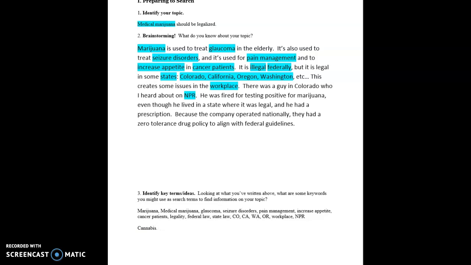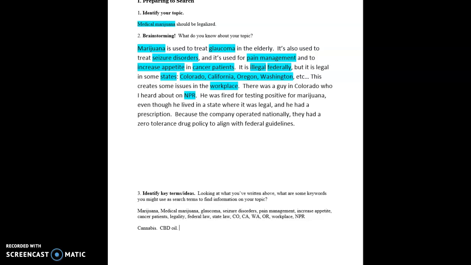Other forms that this could take. One of the keywords that I have up here is seizure disorders, right? And I know if you have a child who has seizures, you're not going to give them a joint to smoke. So the way that you would administer this to a child in a medical setting, CBD oil perhaps might be a potential search term that would be appropriate in the context.